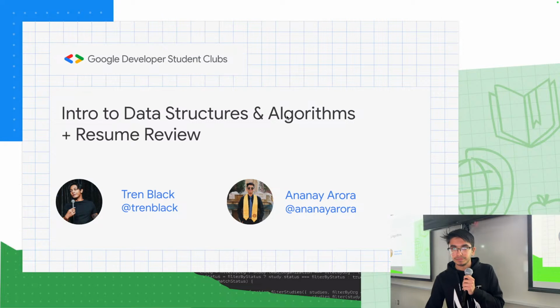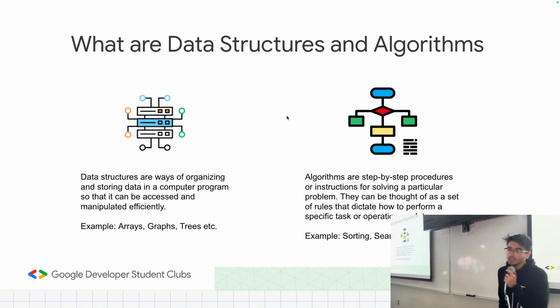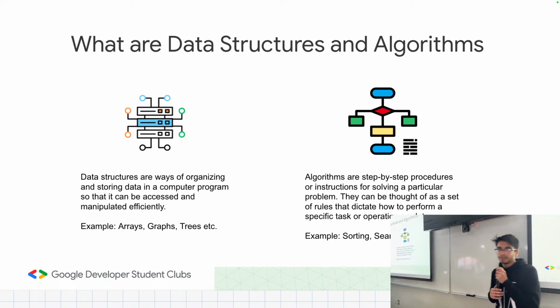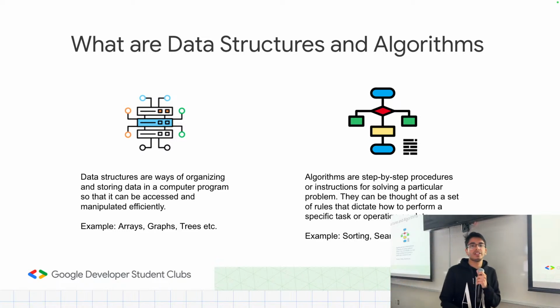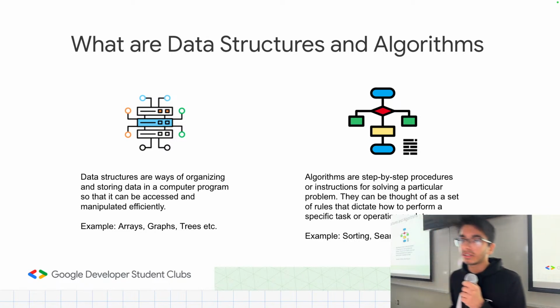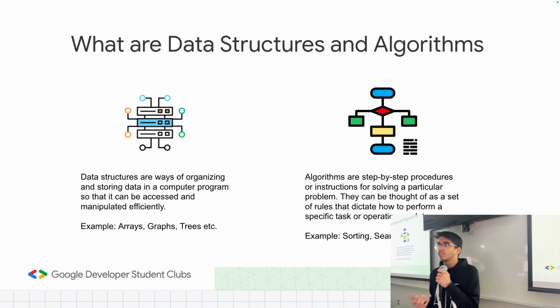So to start, what are data structures and algorithms? Well, data structures are a way of organizing and storing data in a computer program so that they can be accessed and manipulated efficiently. So you have arrays, graphs, trees, linked lists, etc. Algorithms are step-by-step procedures or instructions for solving a particular problem. For example, sorting, searching within those lists. If you want to find if there is something in a list, you would use an efficient searching algorithm. Or if you want to sort an array efficiently, you're going to use a good sorting algorithm.